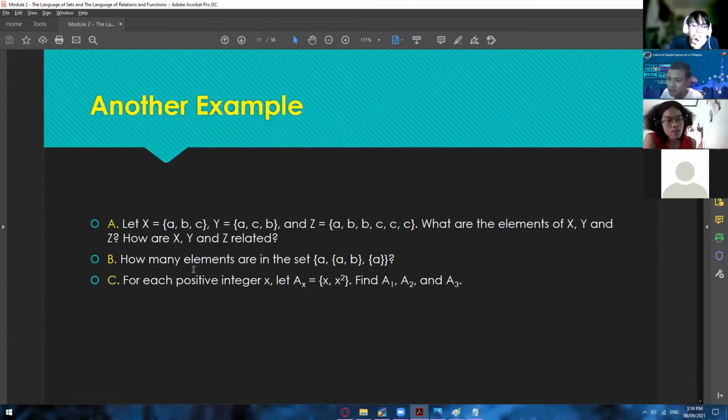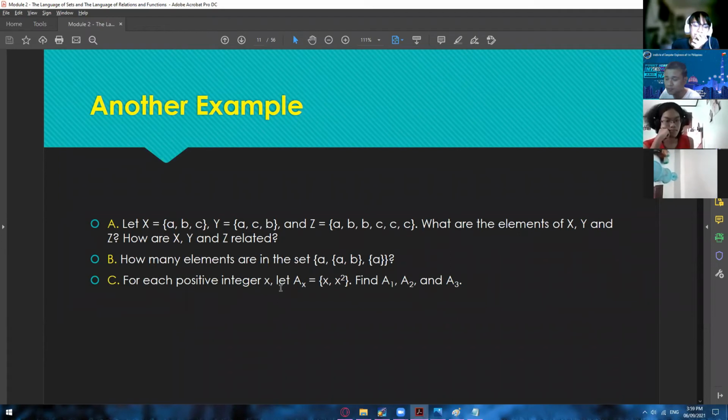Let's now proceed to the second one, letter B. How many elements are in the set A? Very good. I hope you now have the idea about sets. We only have 3 elements in here. How about the last one?